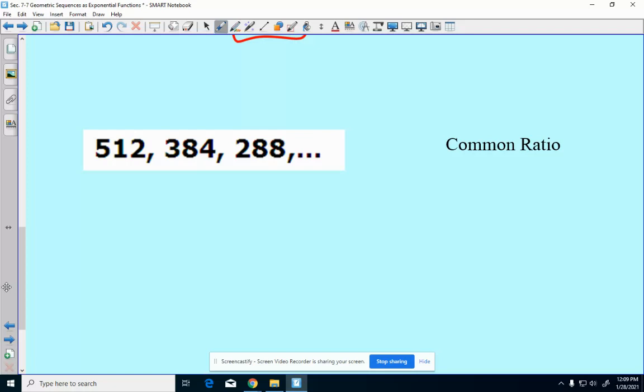So that's either division or it's multiplication by a fraction or decimal that's less than 1. Take 384 and divide it by 512. Take 288 and divide it by 384. You should get that same 0.75 or 3/4 each time, which means that my common ratio is exactly what you said, multiplication by 3/4. Okay.